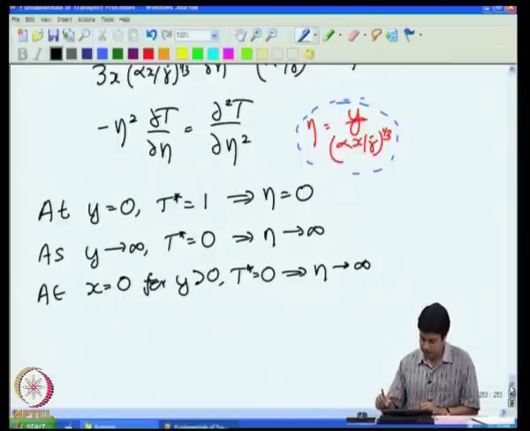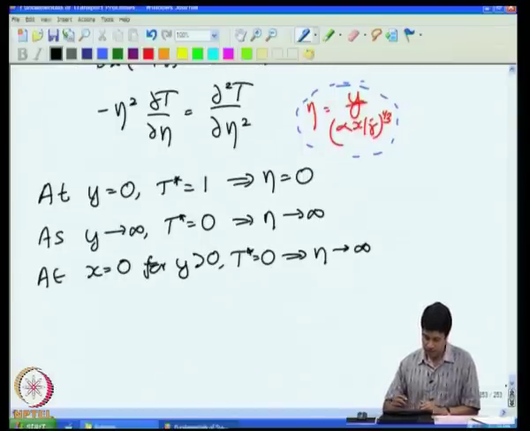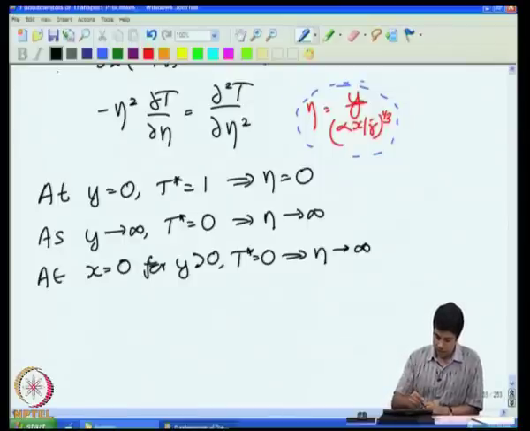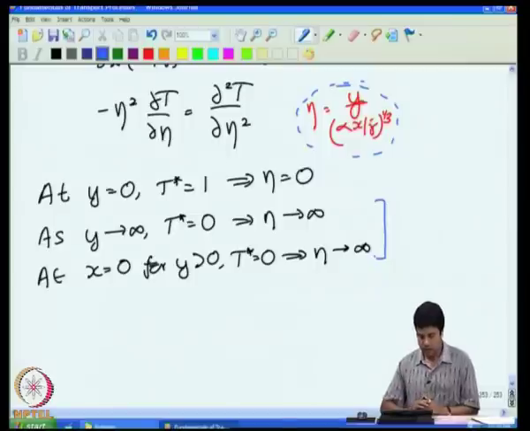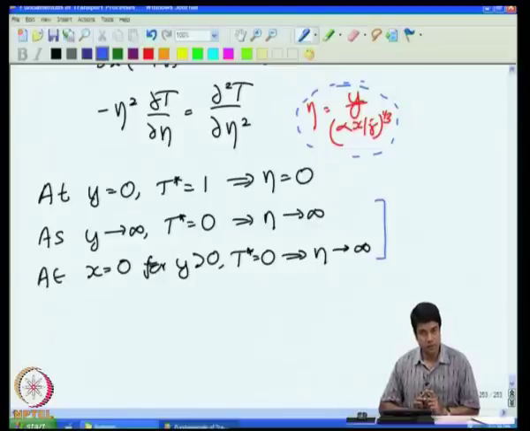So, at x is equal to 0, you can see that both of these boundary conditions, one boundary condition in the y coordinate as y goes to infinity and the other in the x coordinate at x is equal to 0, reduce to the same boundary condition when expressed in terms of eta. Okay, these two reduce to exactly the same when expressed in terms of eta.